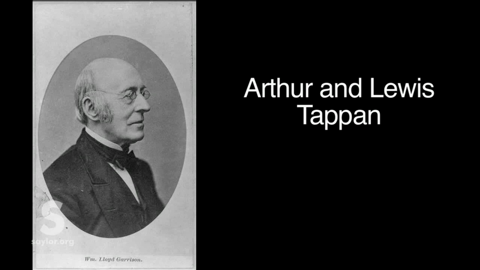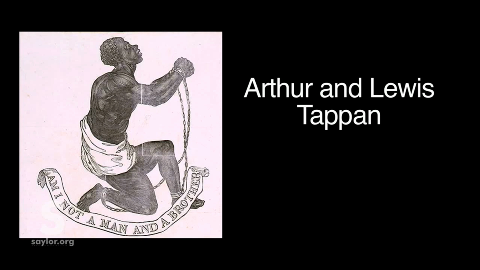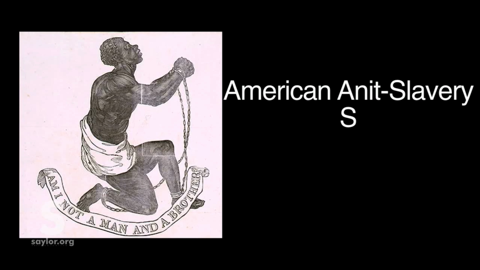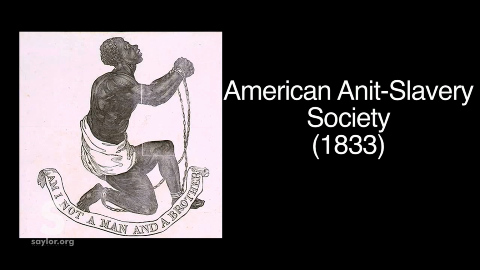Now, this being the age of antebellum reform, it was decided that they needed to organize a voluntary society. In 1833, in New York City, groups from around the North came together and organized the American Anti-Slavery Society, whose sole purpose was to work for the immediate abolition of slavery.